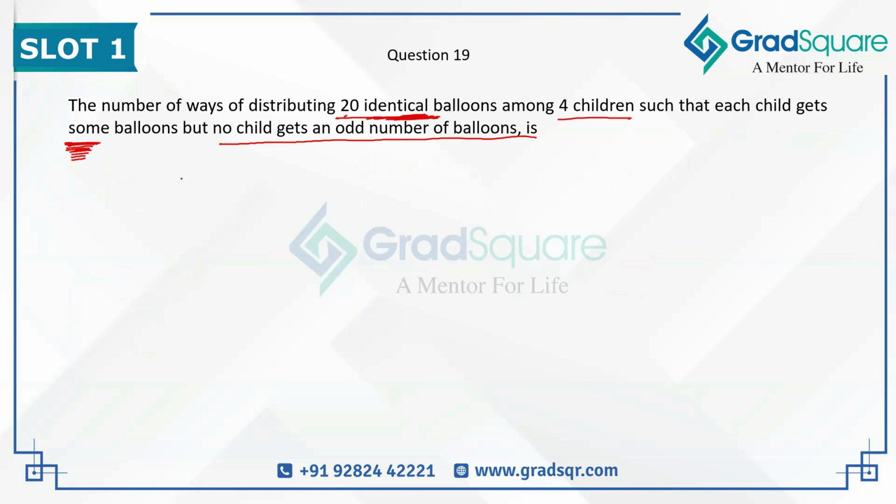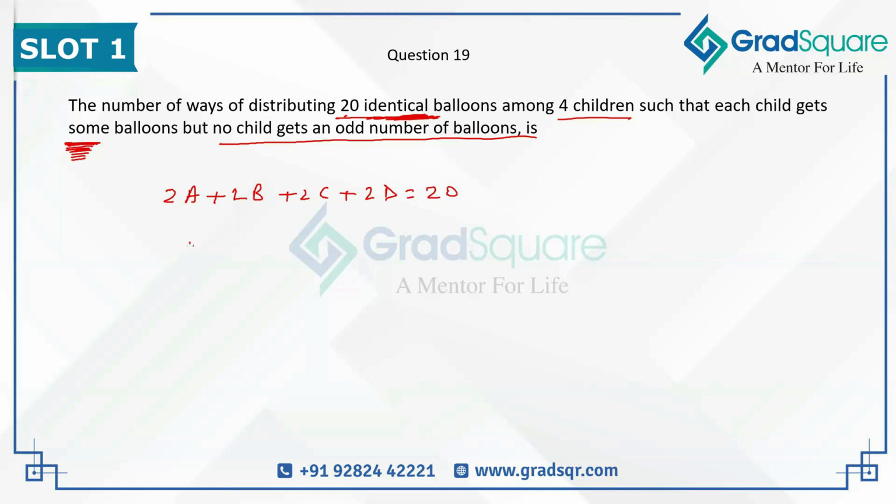So there are 4 children that we are talking about. Let's say the first child is getting 2A balloons, the second is getting 2B balloons, 2C balloons for the third one, and 2D balloons for the fourth one. And this sum should equal 20. By multiplying the values of A, B, C and D by 2, we are ensuring that whatever the values of A, B, C and D, the 2A, 2B, 2C, and 2D will turn out to be even numbers.